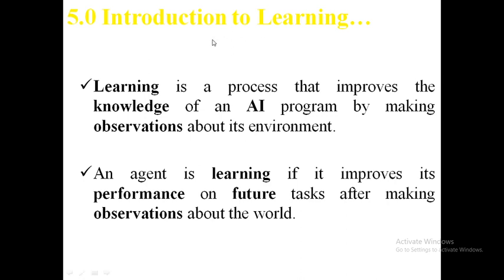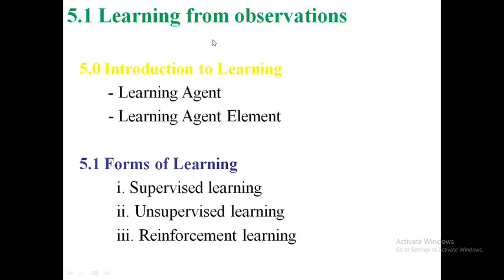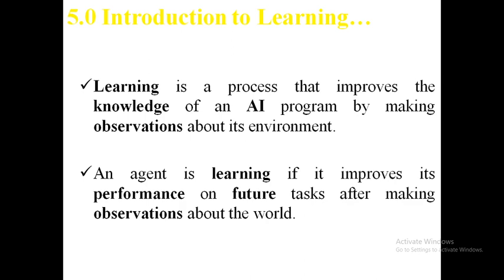Now, introduction to learning. What are the basic things of learning? Okay, so learning is getting information or improving your performance. That performance may be from observations. So with this, check the definition once. Learning is a process that improves the knowledge of an AI program by making observations about its environment. Okay, so with this learning, what do we do? We do improvement in the performance, which can be useful for future tasks.